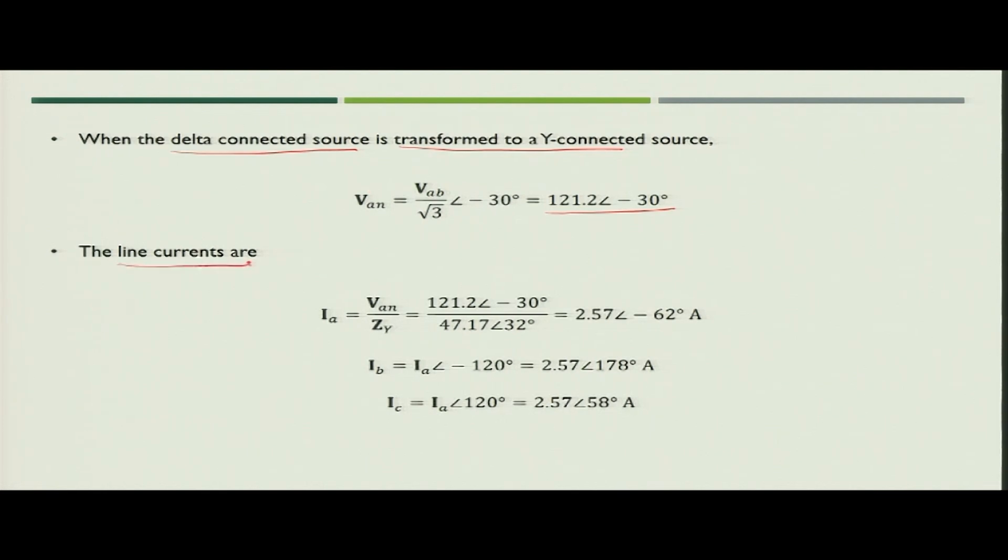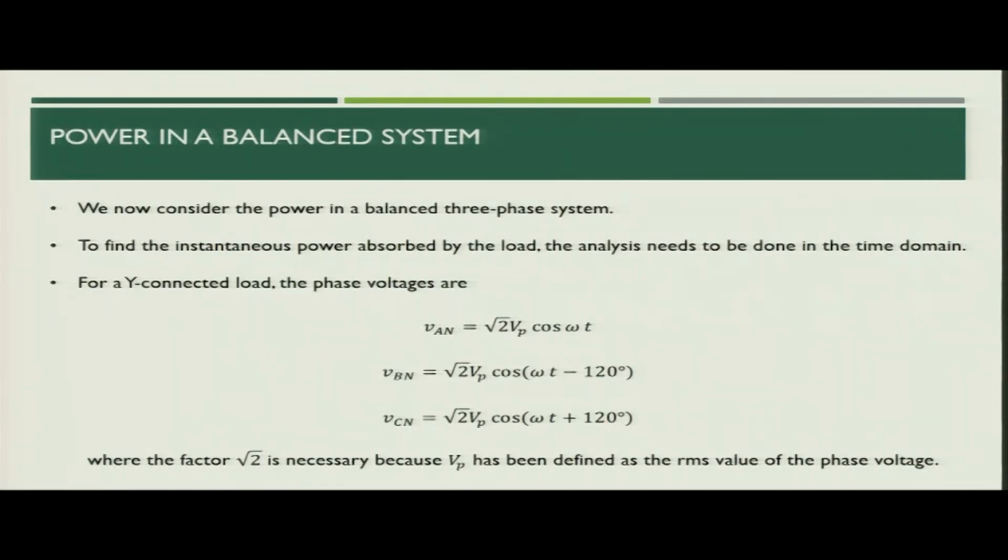Now, what will be the line current? Line current will be simply VAN divided by ZY. If you put the values of VAN and ZY and simplify, you get IA as 2.57 angle minus 62 degree ampere. Similarly, IB and IC you can calculate as 2.57 angle 178 degree and 2.57 angle 58 degree. Since the load is balanced, the magnitude of the line currents will remain the same, the only change will be the angle value. Now, let us discuss the power in the balanced 3 phase system.